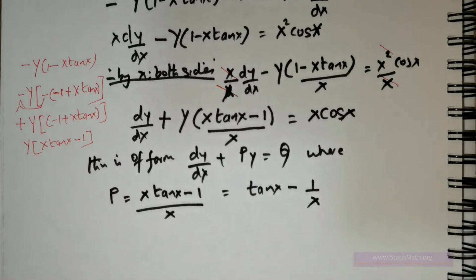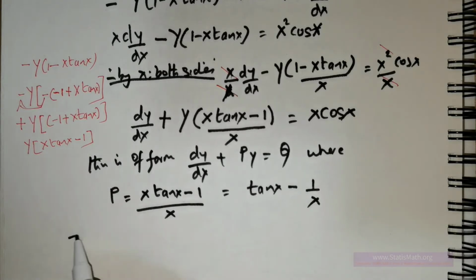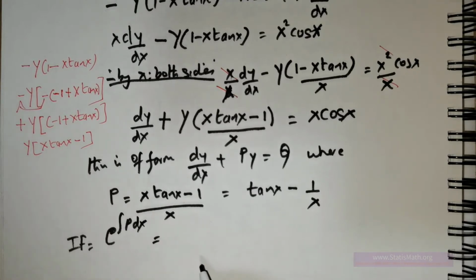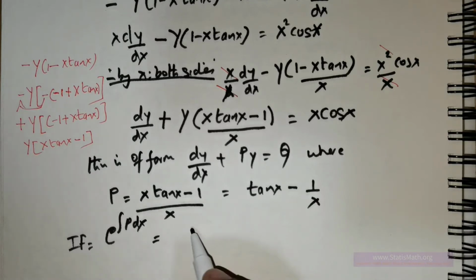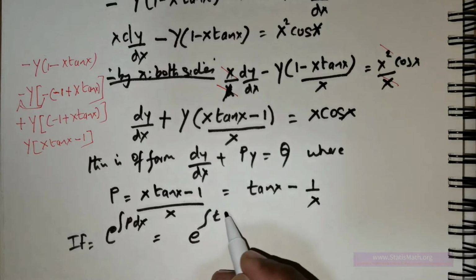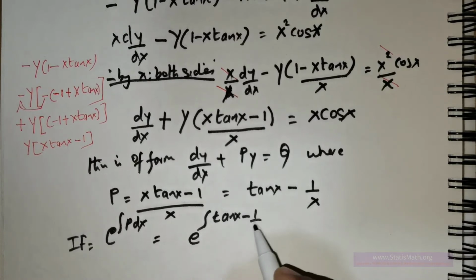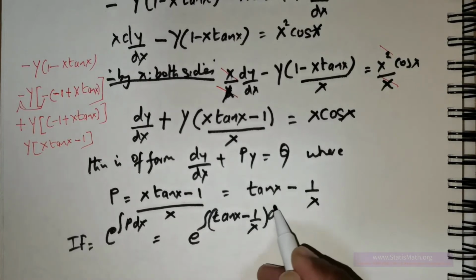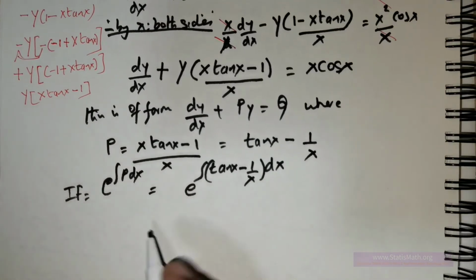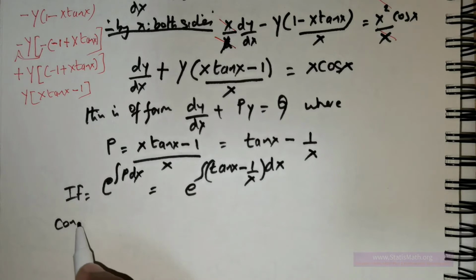Okay. Now I need to know about the integrating factor. The integrating factor is actually e raised to the power integral p dx. This is nothing but e raised to the power integral, in place of p, I substitute tan x minus 1 over x, and that has to be followed by an operator dx.